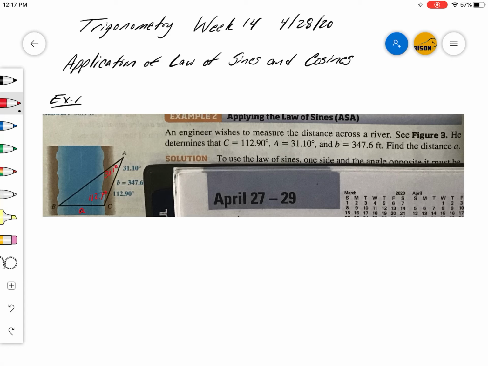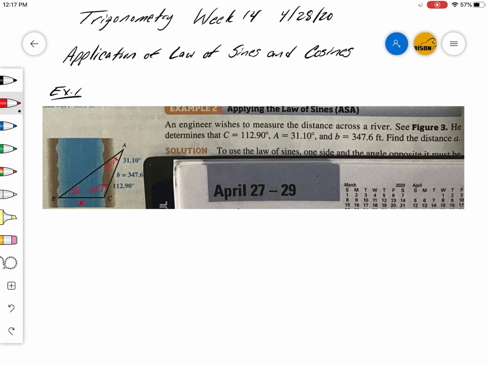Okay, so the cool thing about this picture, any picture for that matter, that gives you 2 angles, you can automatically come up with a third, because you know that there's 180 degrees in a triangle. If I subtract 112.9 and 31.1, that's going to give me 36. Okay, so I automatically have all the angles inside this triangle.